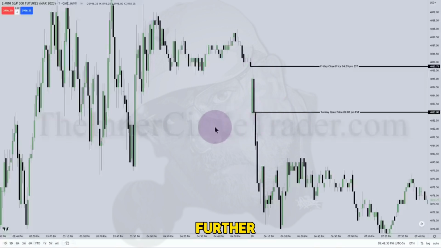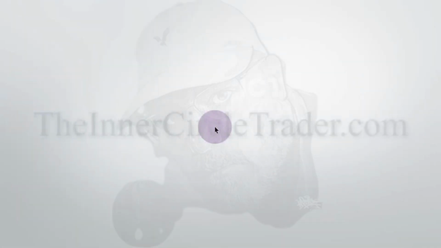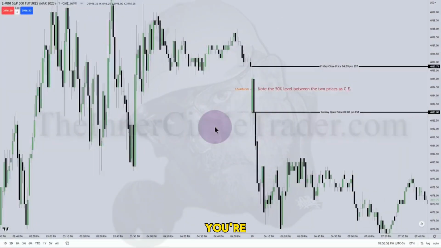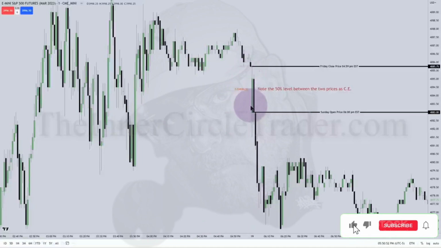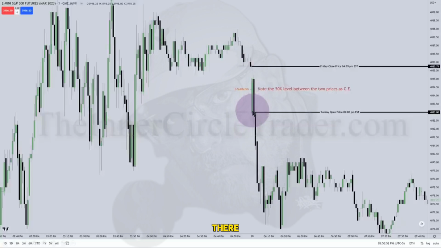We're going to take it one step further. You're going to take your Fibonacci and anchor it to Friday's closing price. If the Sunday opening price is lower, you drag the Fibonacci down to it and anchor it there, and then your 50% level, you're going to note that. That's going to be consequent encroachment. Because this is an inefficiency or gap, the midpoint of that is consequent encroachment. If it were an order block, it would be mean threshold.